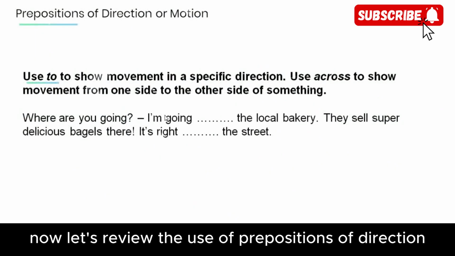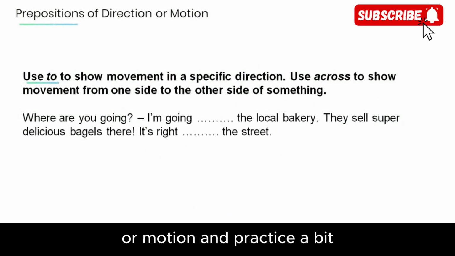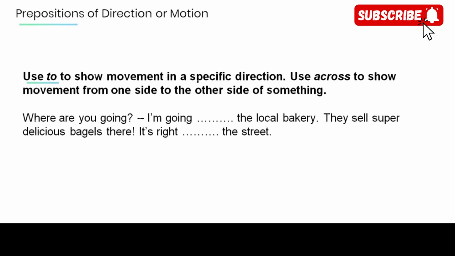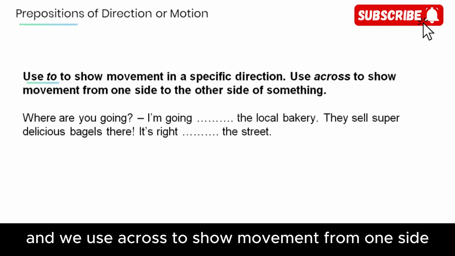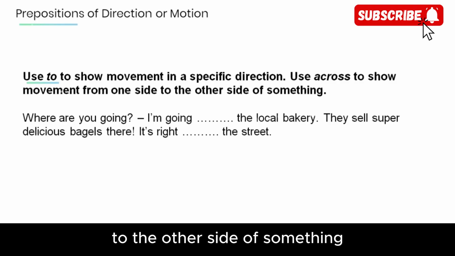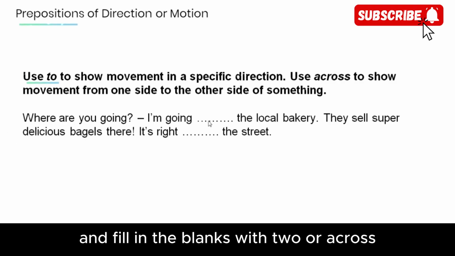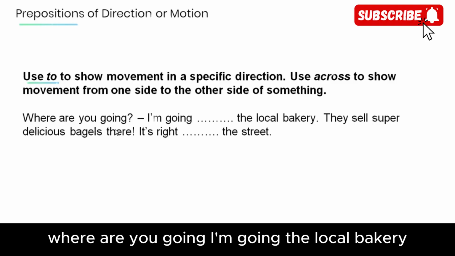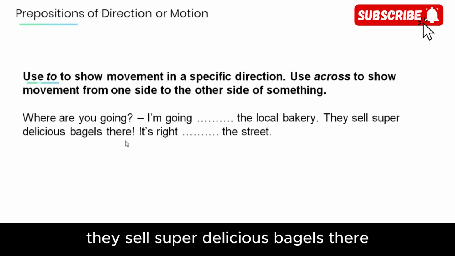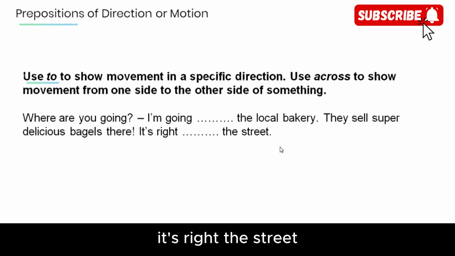Now let's review the use of prepositions of direction or motion and practice a bit. Remember that we use to show movement in a specific direction, and we use across to show movement from one side to the other side of something. Read the following dialogue and fill in the blanks with to or across. Where are you going? I'm going the local bakery. They sell super delicious bagels there. It's right the street.